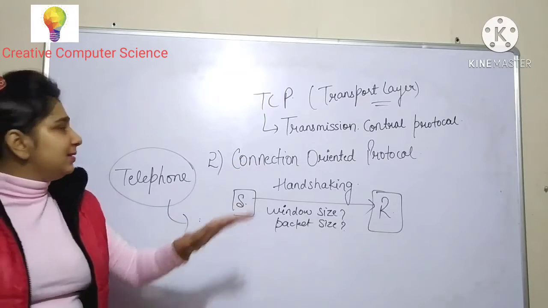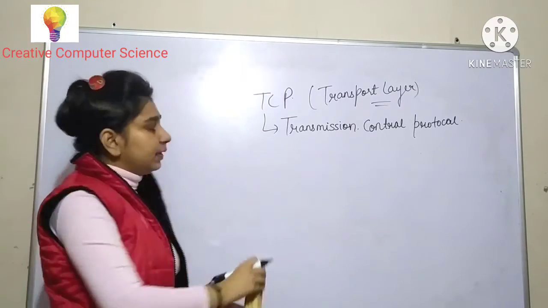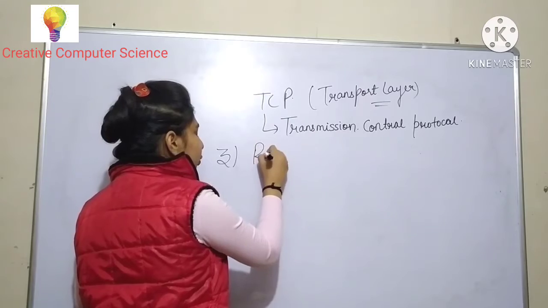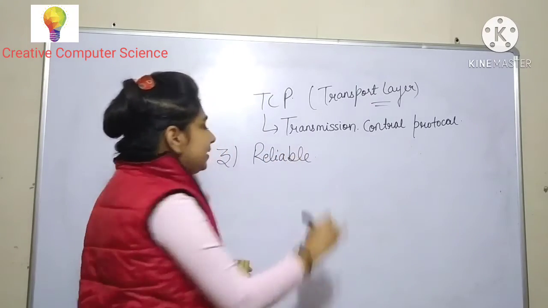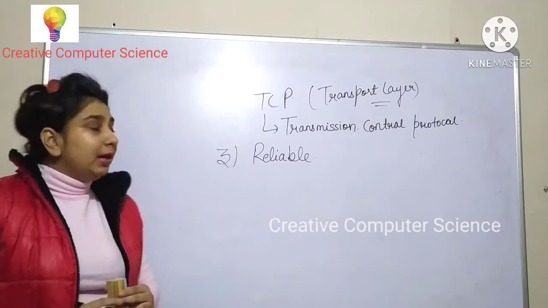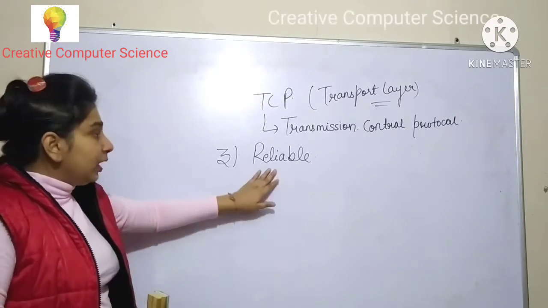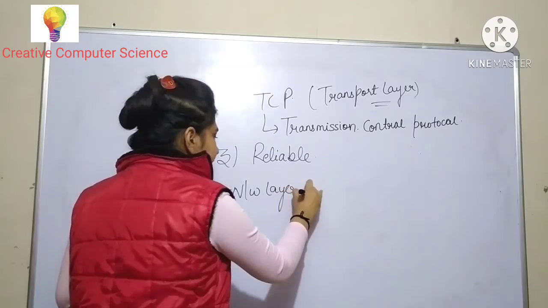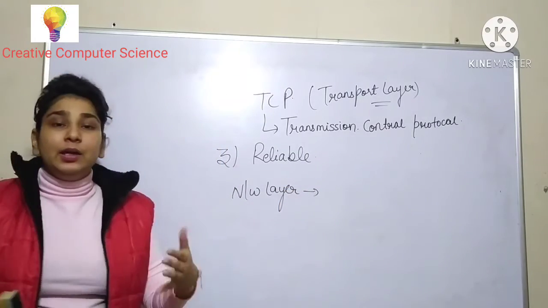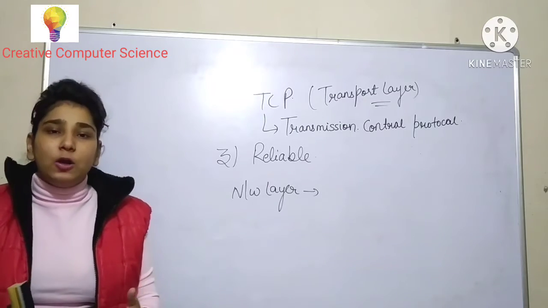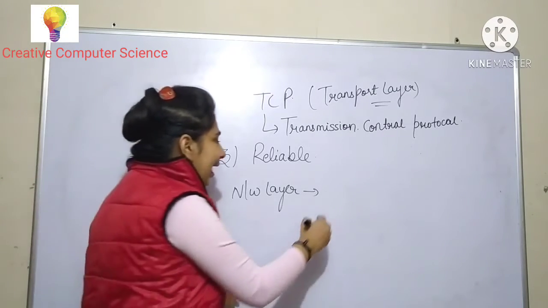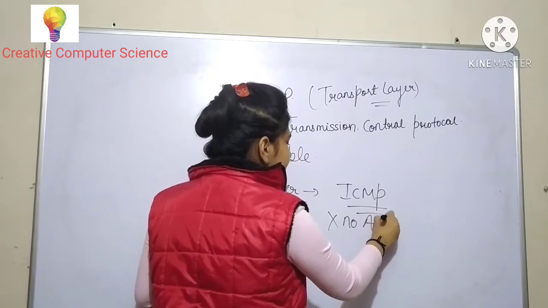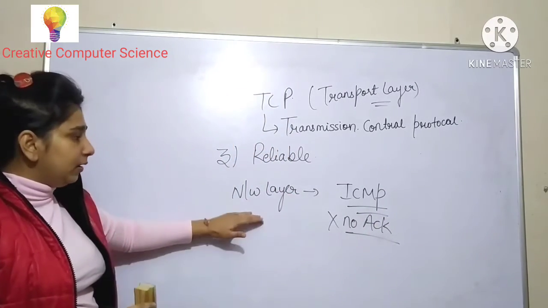TCP is basically a connection-oriented protocol. The next thing we need to understand is that TCP is a reliable protocol. What is the meaning of reliability? If you look at the network layer, in the network layer we had no acknowledgements. We were not getting acknowledgements back from the receiver. We had the ICMP packet in the network layer and there were no acknowledgements.